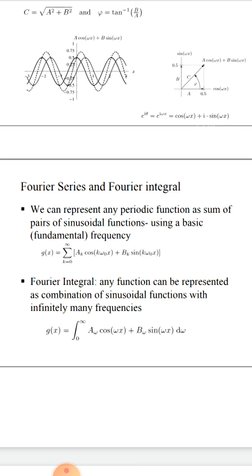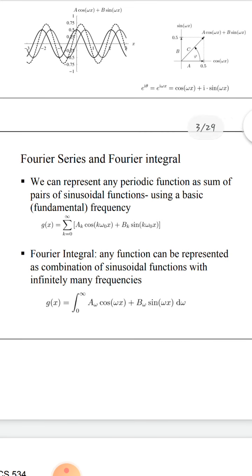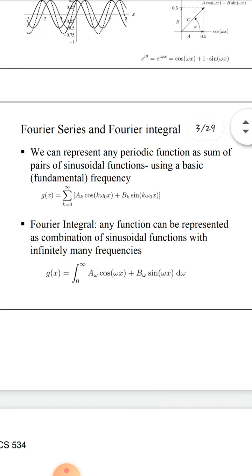So the periodic function is represented as a sum of sinusoidal functions. Sinusoidal means it includes both sine waves and cosine waves. So a sinusoidal component can be either a sine wave or a cosine wave. That is what it means. So Fourier series is used to represent a periodic function as a sum of sinusoidal functions using a fundamental frequency. So it will have some basic frequency to repeat the pattern.